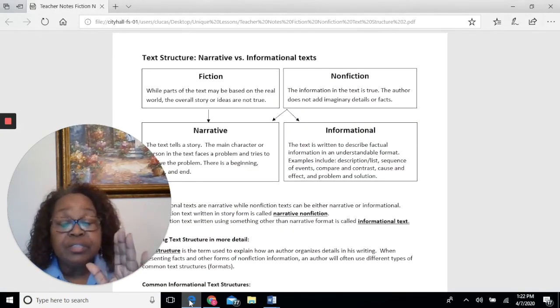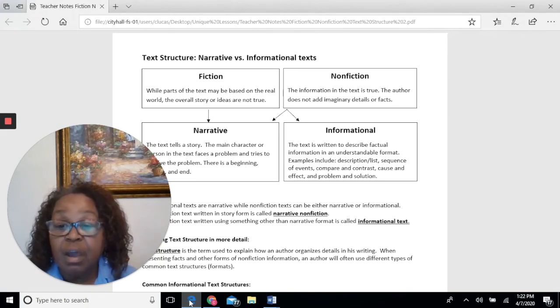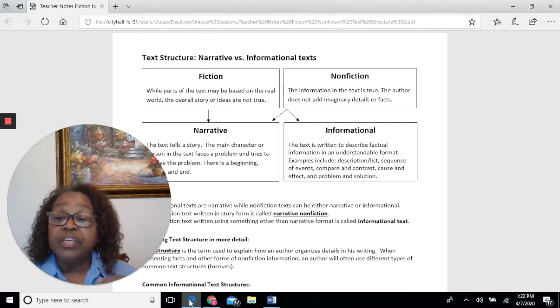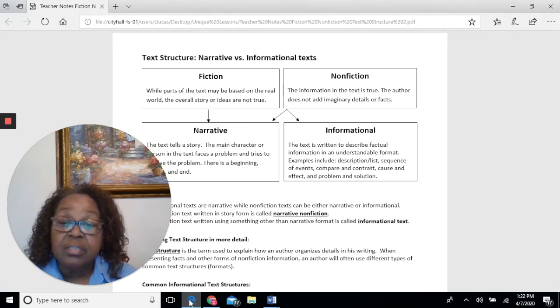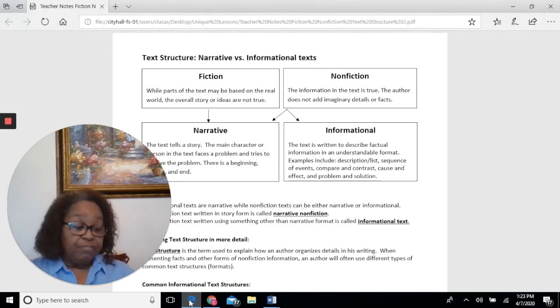Well, there is a text structure that tells us about how you can have a nonfiction story that tells a story, and it's called narrative nonfiction. So this is a story. It's a story, but it's about science. And all of the information in it are true facts, and it's telling a story. So we have a narrative nonfiction.